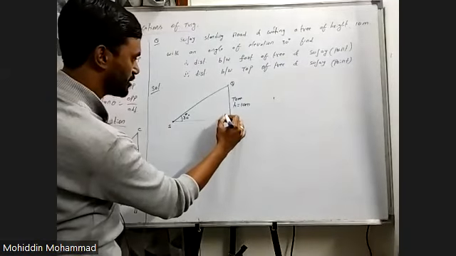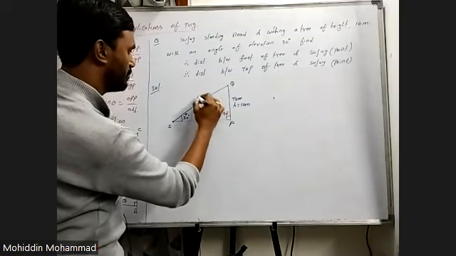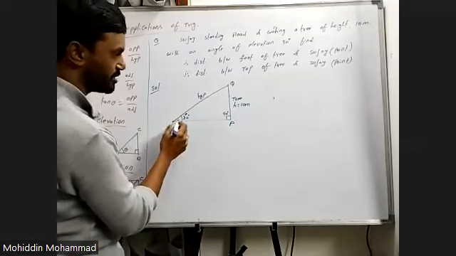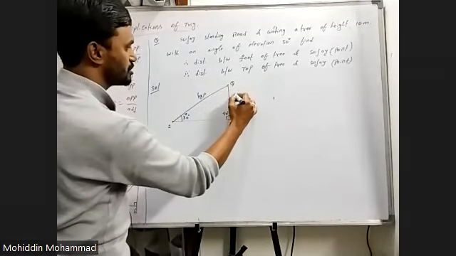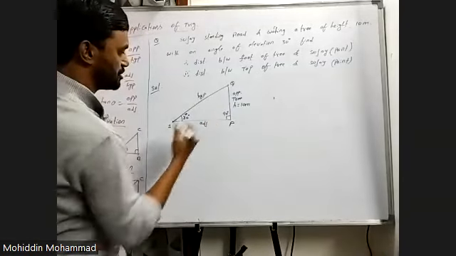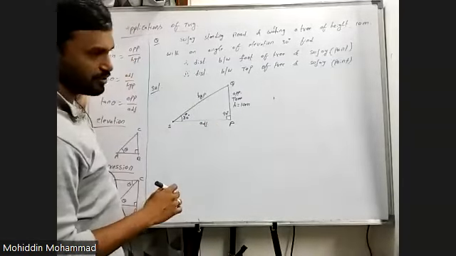This is 90 degrees, so immediately you write here hypotenuse. This is the 30 degrees angle, so opposite is this. You write opposite here. So automatically this will become adjacent. The triangle name is also given, everything is given.